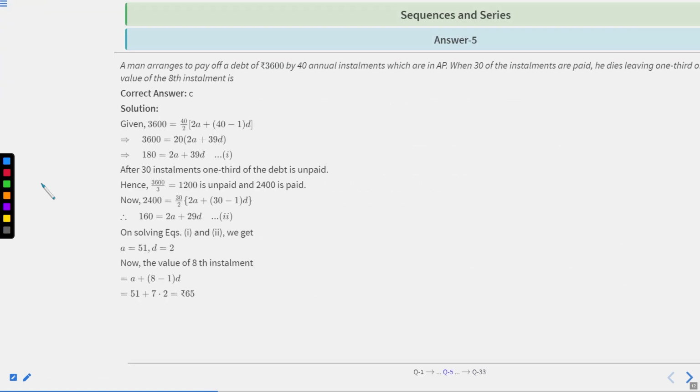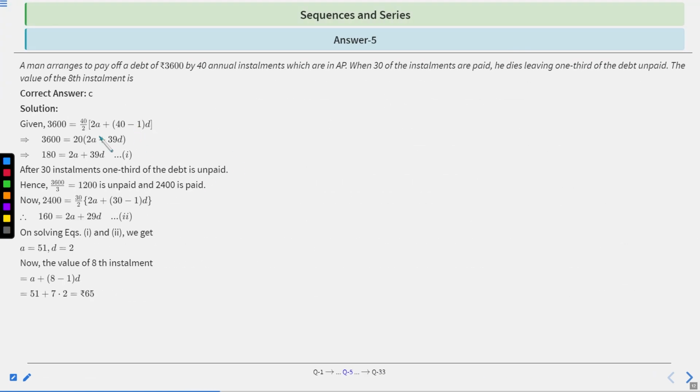Okay. So given 3600 by 40 annual installments, which are in AP. So 3600 is equal to n by 2 into (2a plus (n minus 1) into d), where n is 40. So 40 by 2 into (2a plus (40 minus 1) into d). So 3600 is equal to 20 into (2a plus 39d). After solving this, we get 180 is equal to 2a plus 39d. This is equation 1.